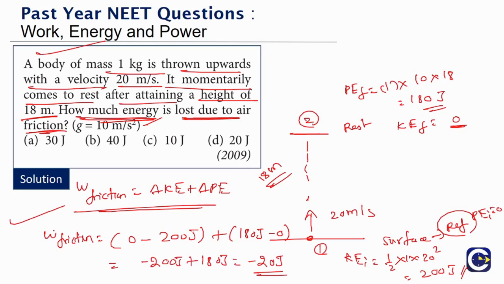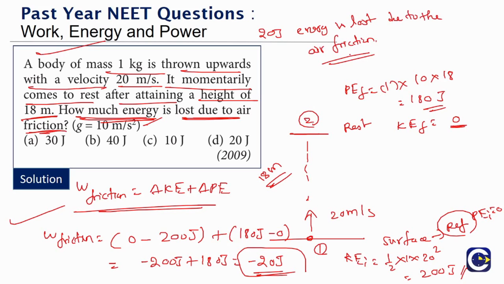So what do we get? Work done by the frictional force, the friction because of the air. What is it? Minus 20 joules. So what we'll say? The 20 joules of energy is basically lost due to the air friction, isn't it? So the work done by the air friction is minus 20 joules, which means 20 joules of energy is lost due to the air friction. So what is the correct answer for this? It is option D.